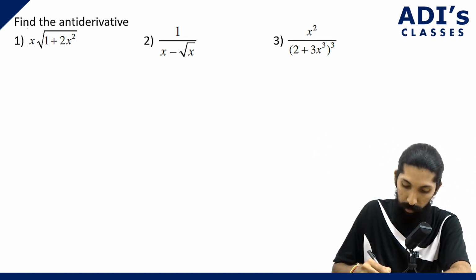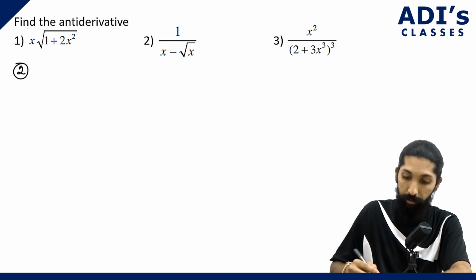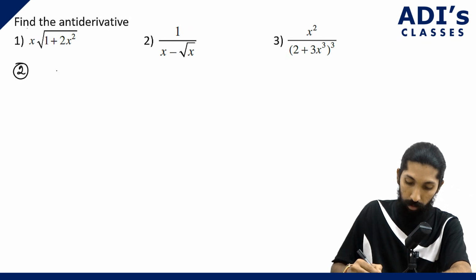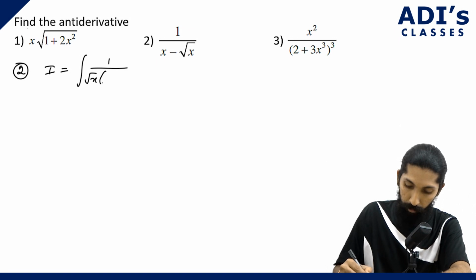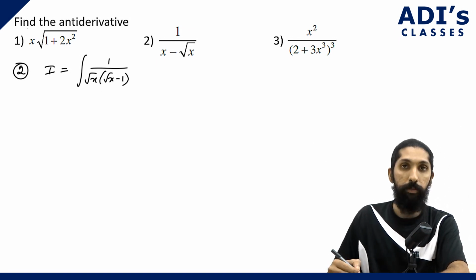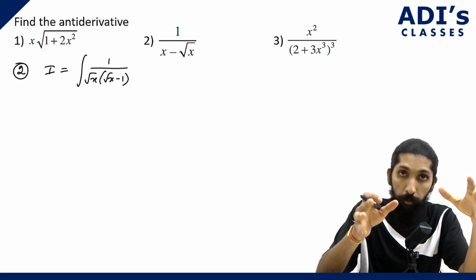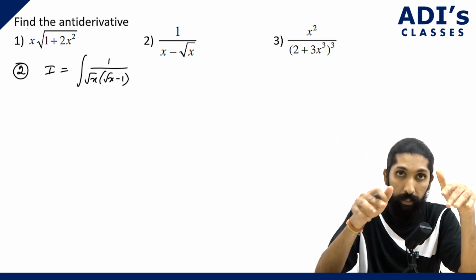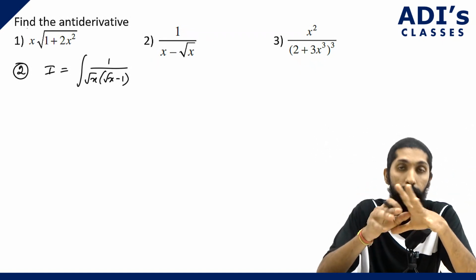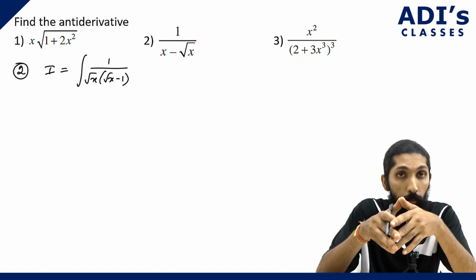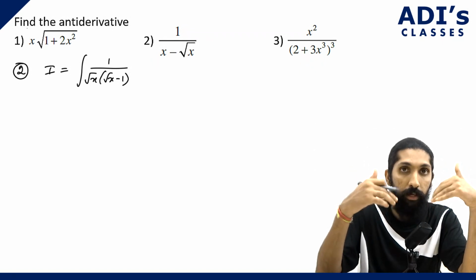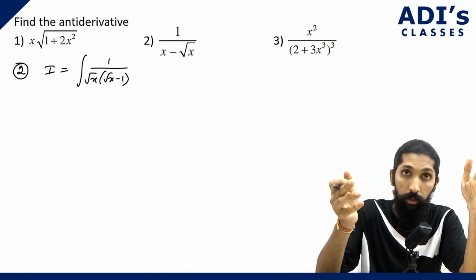All right. So I can give you a hint here. Take root x common in the denominator. So what you'll have, I is equal to integral of 1 by root x into root x minus 1. Now, before you further proceed, think, what if I take root x as t? Will it work? Or if I take root x minus 1 as t, will that be easier to solve the problem? Always before you substitute, think a little bit.